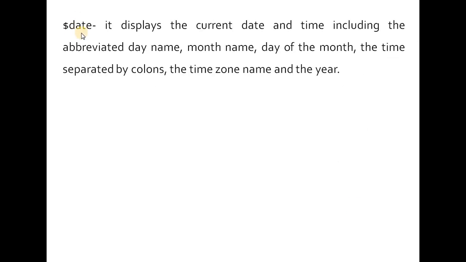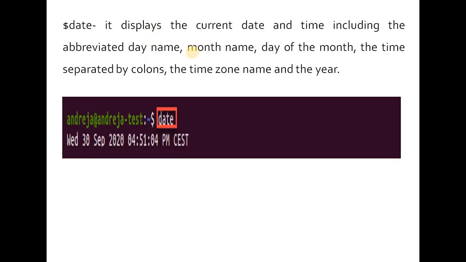If we just give date at the bash prompt, it displays the current date and time, including the abbreviated day name, month name, day of the month, the time separated by colons, the time zone name and the year. So here you can see the example of date. You can display the current date with the date command, which shows the date and time.